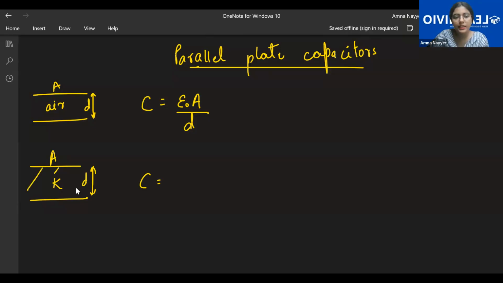It is completely filled with a dielectric slab, so the capacitance is K epsilon naught A by D. Yes, K epsilon naught A by D.